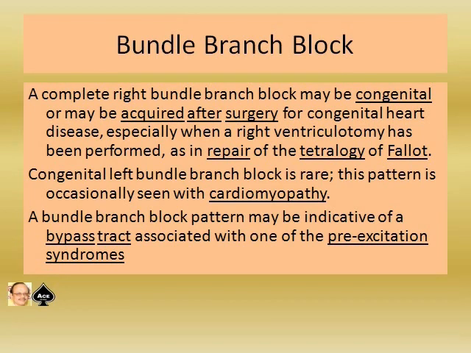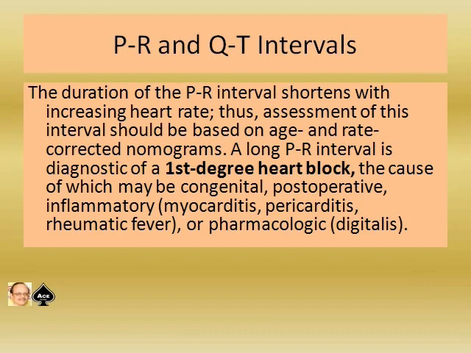A complete right bundle branch block may be congenital or may be acquired after surgery for congenital heart disease, especially when a right ventriculotomy has been performed, as in repair of tetralogy of Fallot. Congenital left bundle branch block is rare. This pattern is occasionally seen with cardiomyopathy. A bundle branch block pattern may be indicative of a bypass tract associated with one of the pre-excitation syndromes like WPW syndrome.